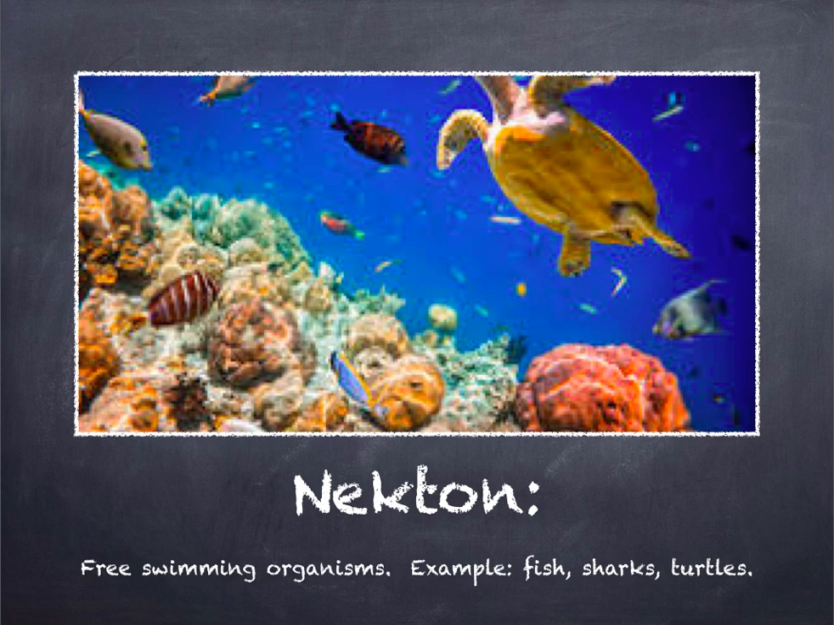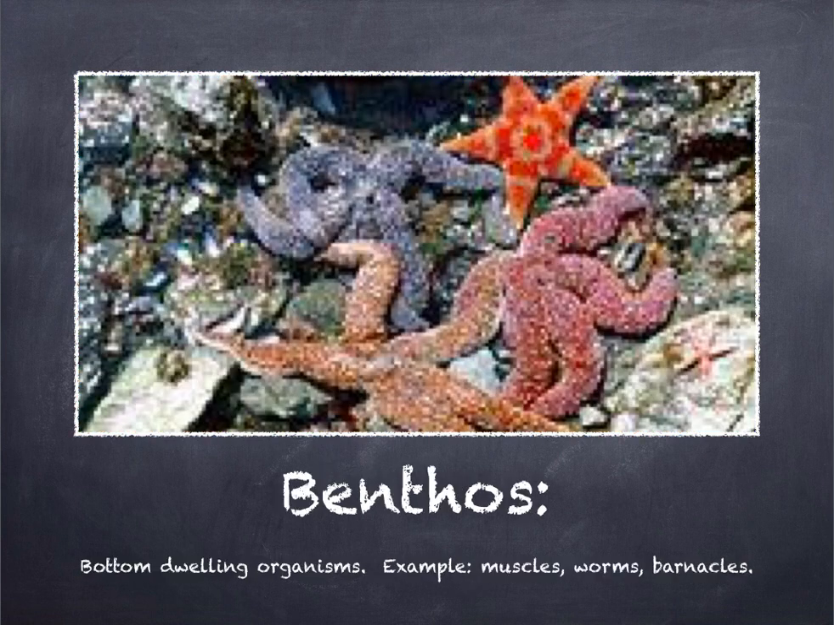Okay, our next word is nekton. These are free-swimming organisms. Examples of these are fish, sharks, turtles, anything that's going to swim freely in an aquatic ecosystem. Our next word is benthos.